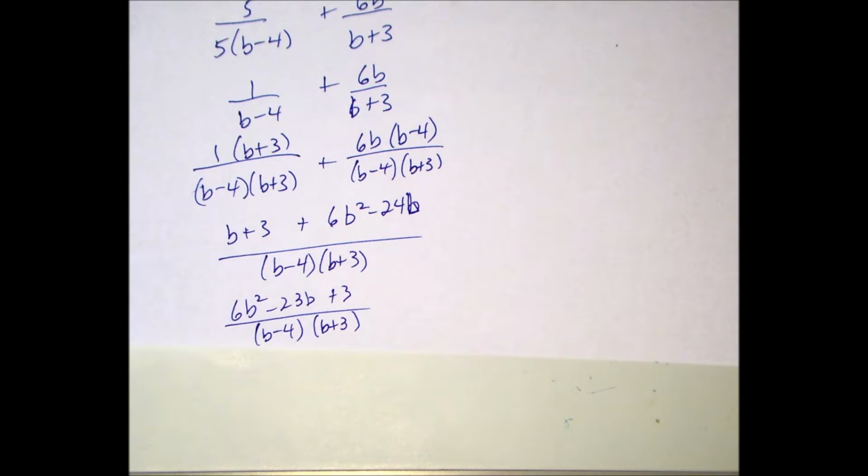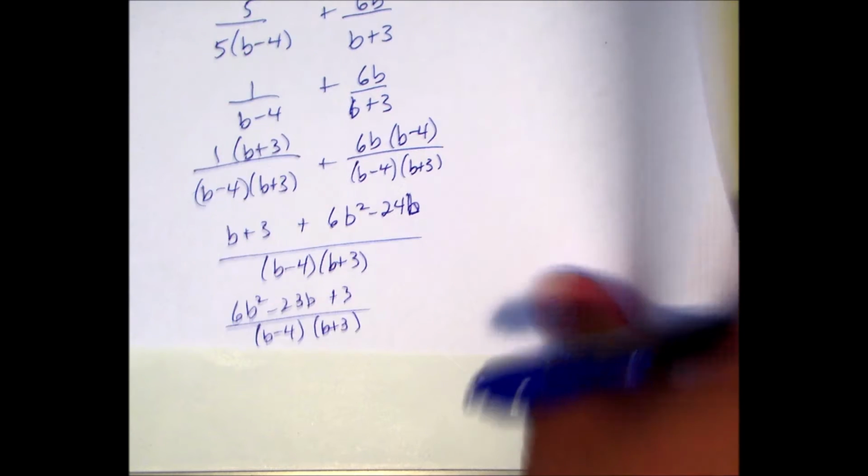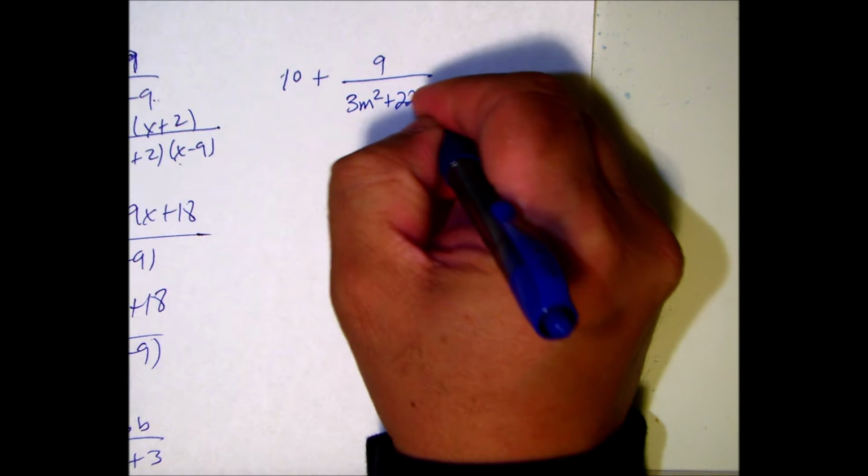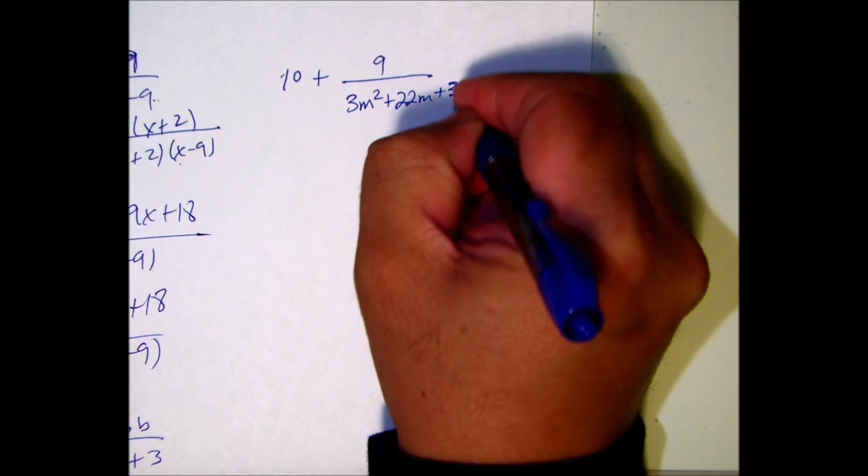Let's see if there's another one worth doing. Oh yeah, number 10 is worth doing. Let's do number 10. Oh, here, I'll do this one. Number 10 is 10 plus 9 over 3m squared plus 22m plus 35.